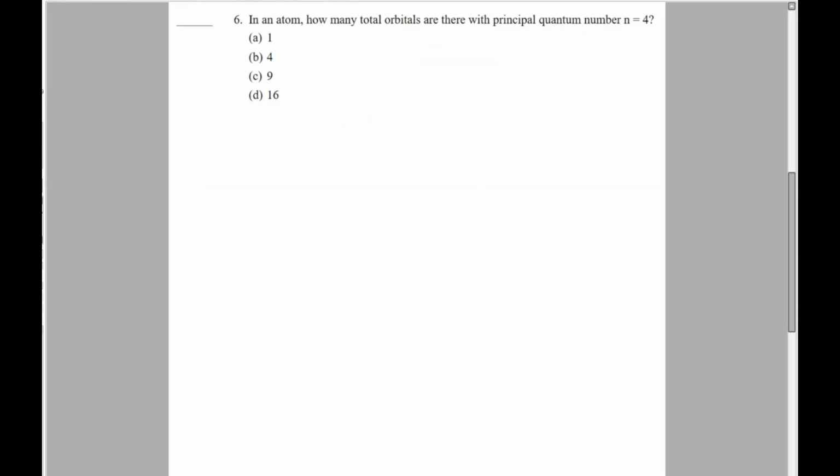6. In an atom, how many total orbitals are there with principal quantum number n equals 4? So we have 4 different types of quantum numbers. N equals 4 just corresponds to period 4 on the periodic table. So essentially this question is asking us how many SPDF blocks have we passed once we get to the end of period 4 on the periodic table. So you could count through all of those and then figure out how many total orbitals there are, or you can do a trick.